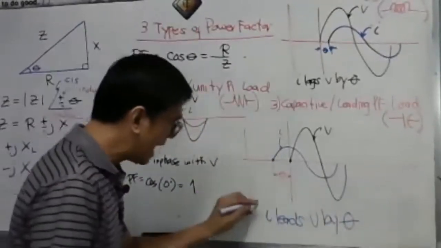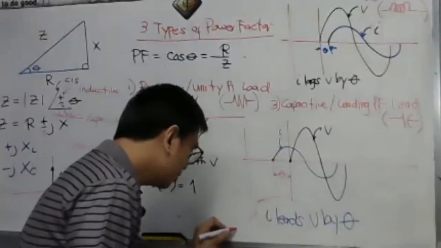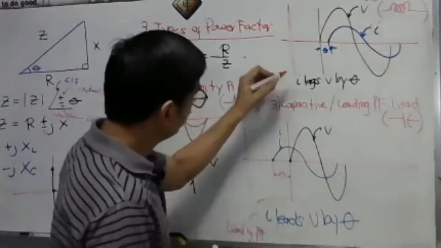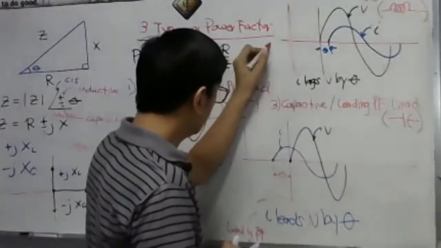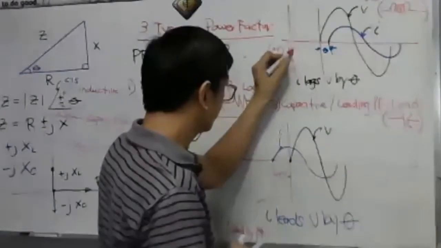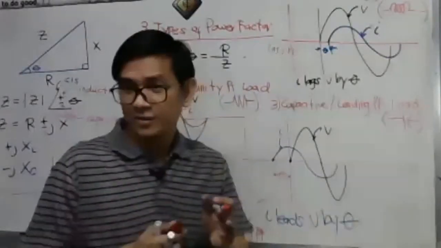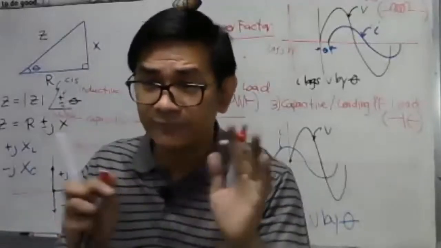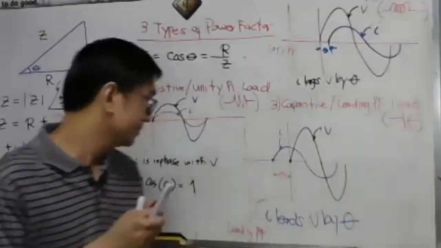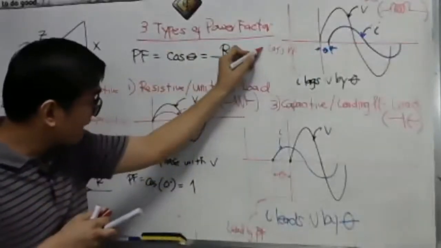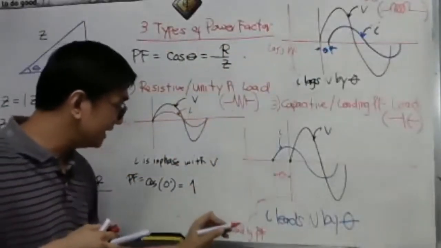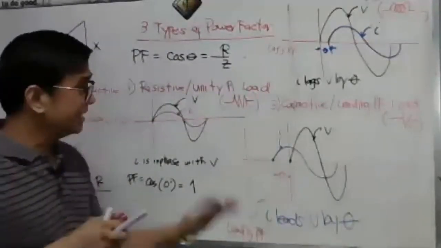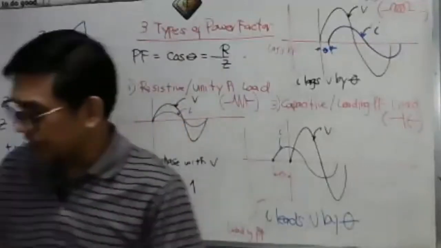If we mean I leads, meaning you have a leading power factor. If we mean I lags, meaning you have a lagging power factor. Therefore, the power factor will dictate the nature of the current, not the voltage. Remember that. Lagging power factor, lagging current. Leading power factor, leading current. So that's the idea of these three electrical loads.